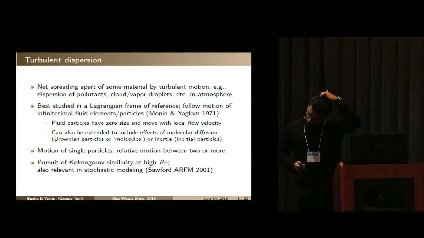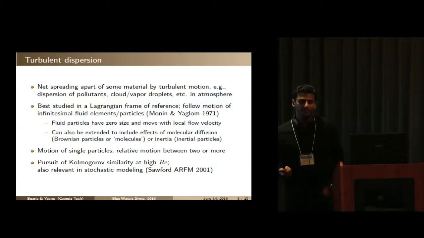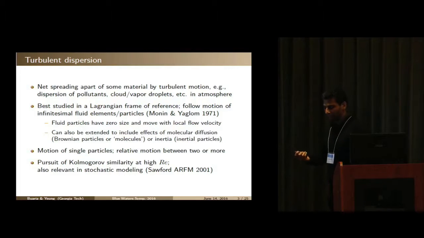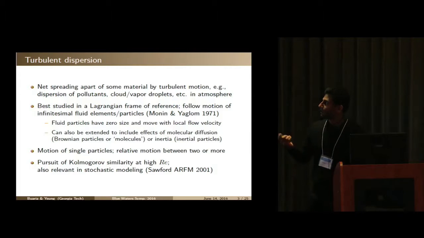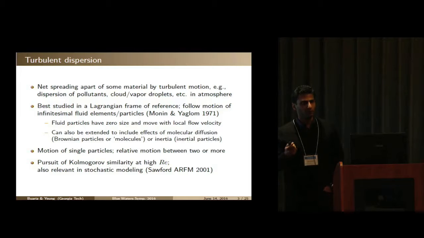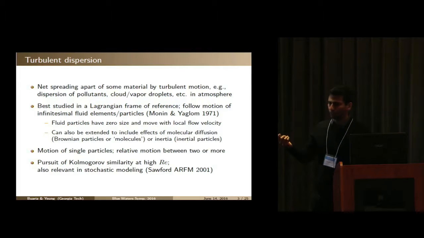Coming to turbulent dispersion, essentially the spreading of any material in a turbulent fluid is what we can call turbulent dispersion. It has been very well established that dispersion phenomena can be best studied by using a Lagrangian approach, where we follow the motion of infinitesimal fluid elements, also called fluid particles or passive tracers in the literature. By definition, fluid particles have zero size and they move with the local flow velocity. So essentially they are just points moving with the velocity at that position.